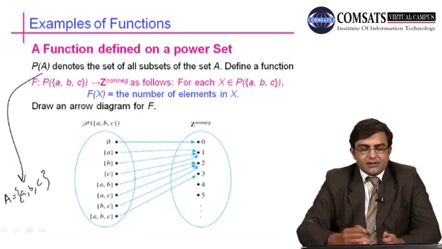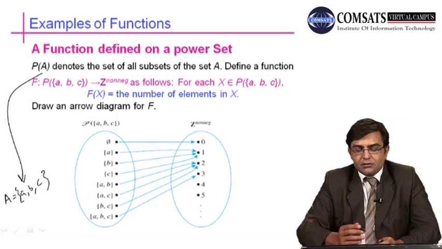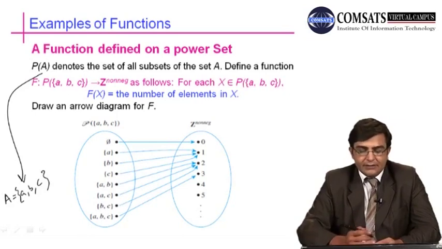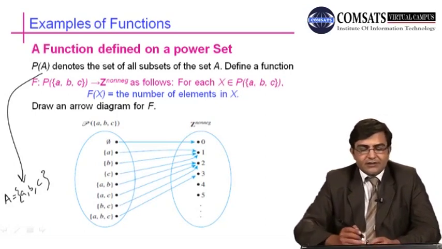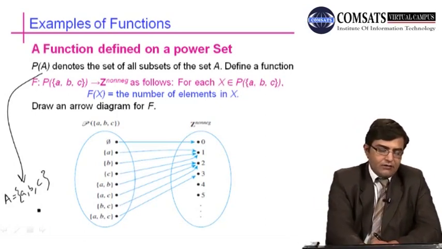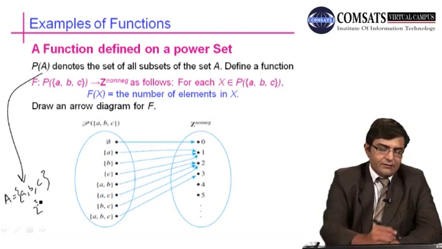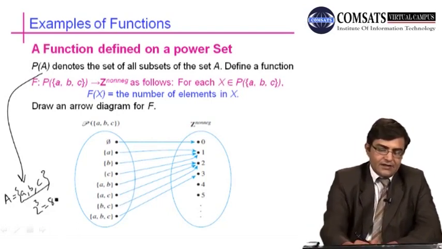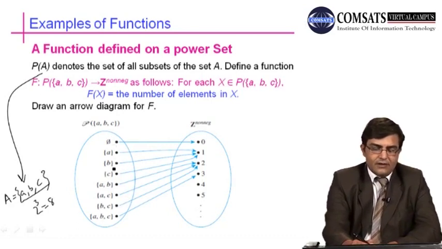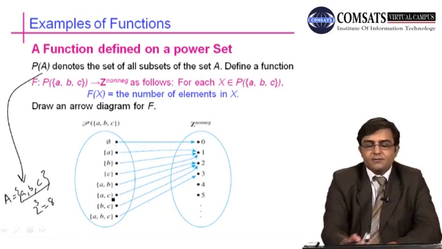So the power set of this set A contains 2 power 3, which is 8 elements. As we have discussed, the number of elements in the power set is 2 power n, where 3 is the number of elements in this set A. So it contains 8 elements: 1 2 3 4 5 6 7 8.